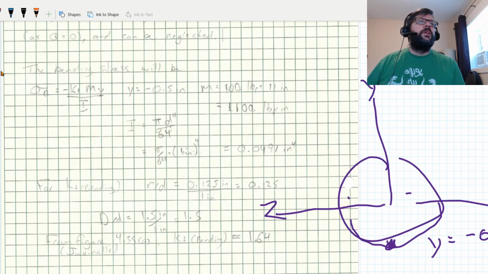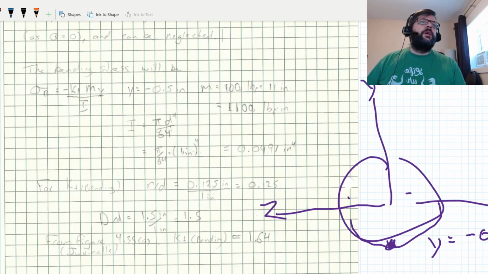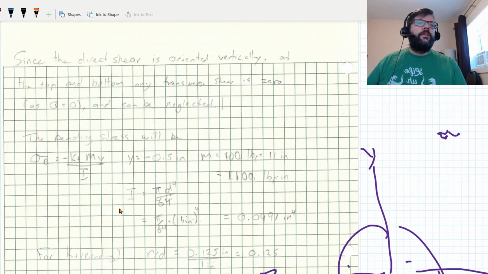The M, for about the z-axis, we take the force in the y direction and cross it with the distance in the x direction. So that'll be our 100 pounds times the 11 inches. So again, we're going from here to here, basically. So that's this 9 inches plus this 2 inches. And then, of course, I is equal to pi d to the 4th over 64.